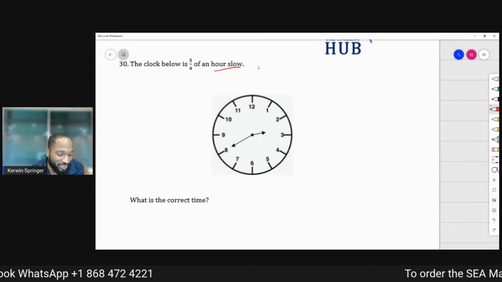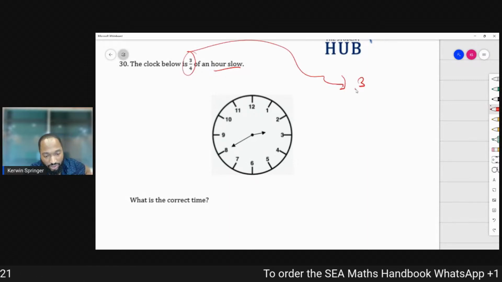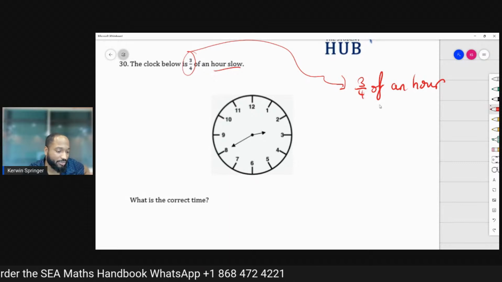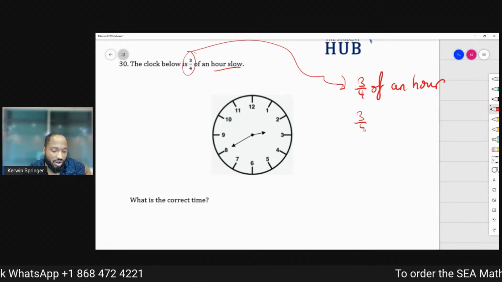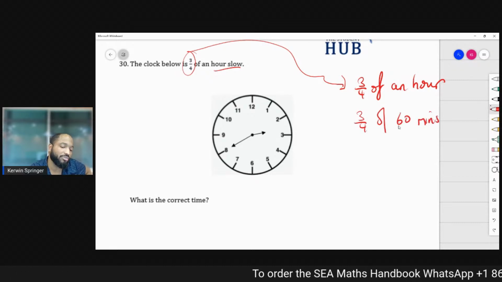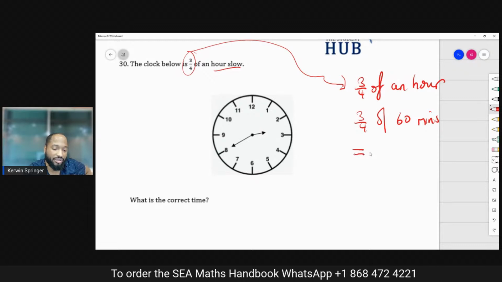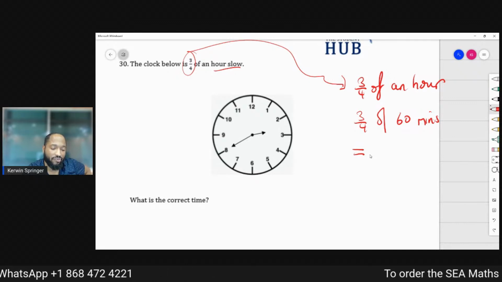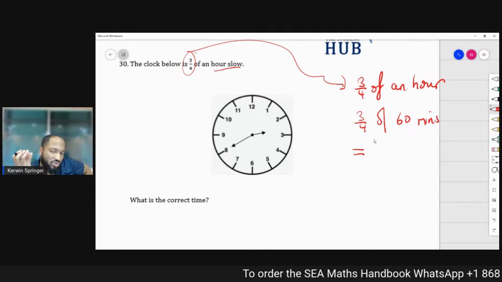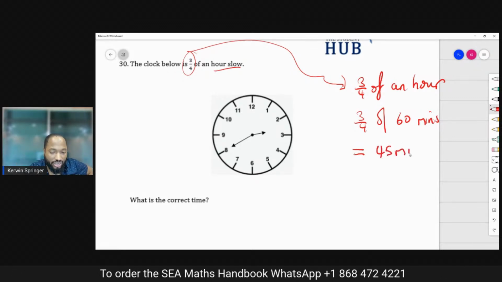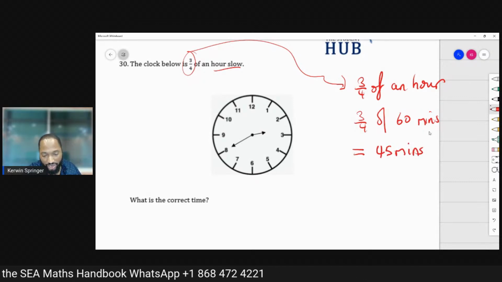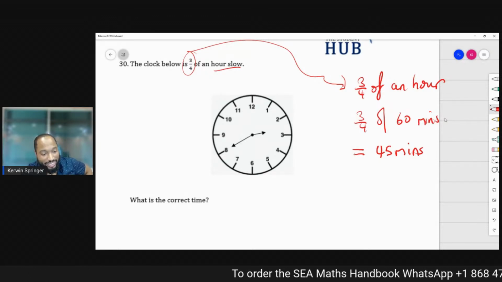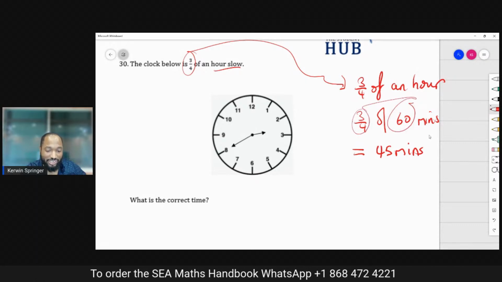All right, so the clock below is 3/4 of an hour slow. What is 3/4 of an hour? In minutes, it's 3/4 of 60 minutes. How many minutes is that? Well, a quarter of 60 is 15, because 15 and 15 make 30. So 3/4 is really 45 minutes. Some of you knew that right off, and I was letting people think about it earlier. 3/4 of 60 minutes is 45 minutes.